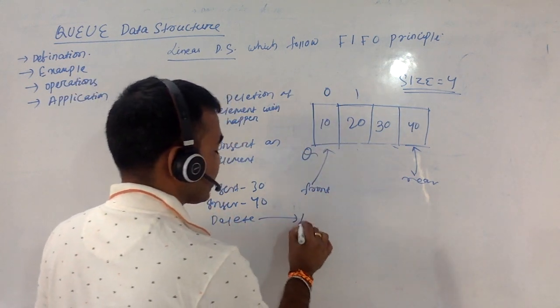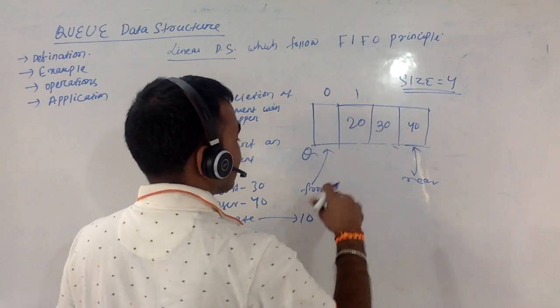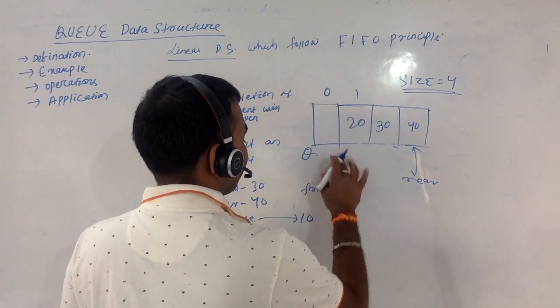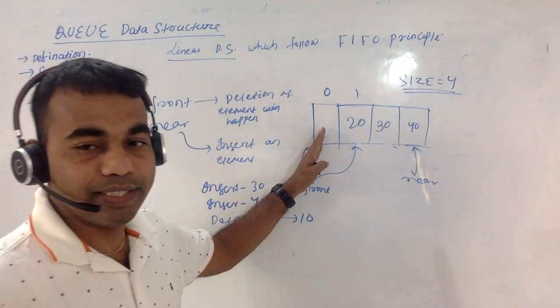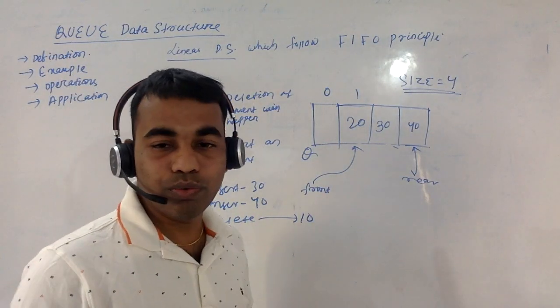So this will return how much? 10, right? So that means this will be deleted, because every person who came first needs to be processed first, right? So this will be deleted, okay? So this is how the queue will work, right?